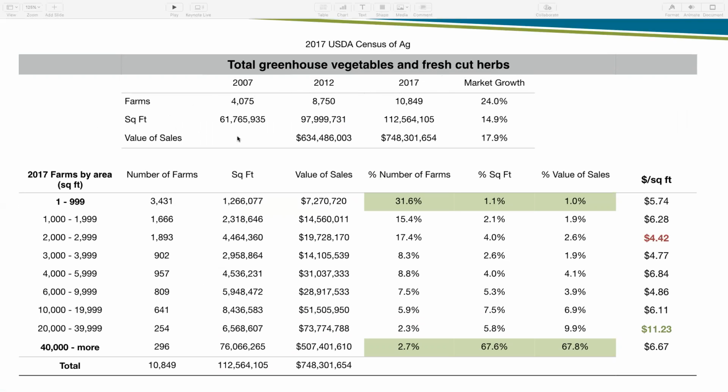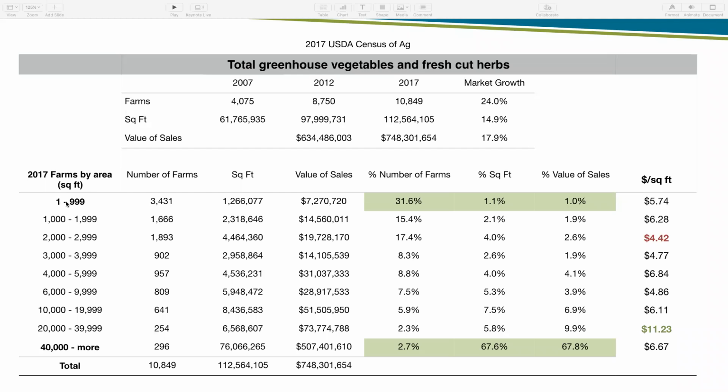So the first table up here is the same one we saw in the first slide for total greenhouse vegetables and fresh cut herbs, with the market growth, value of sales, square footage, and farms. But in this table below, they break down the farms into size, number of farms, square footage, and value of sales in different categories. So I have different brackets here. A few things are interesting to observe on this graphic.